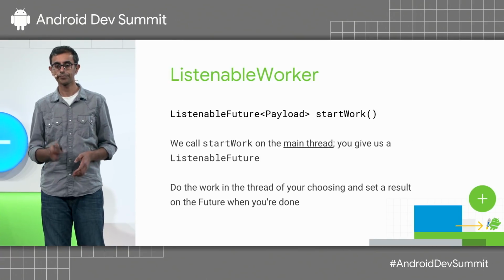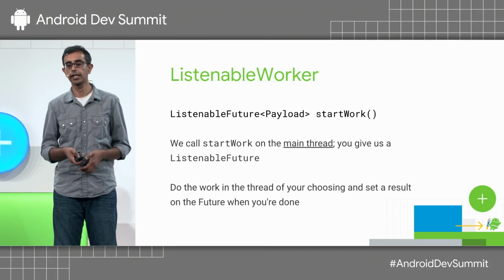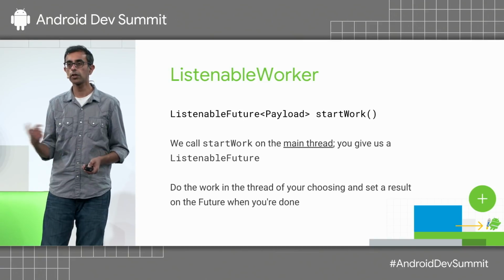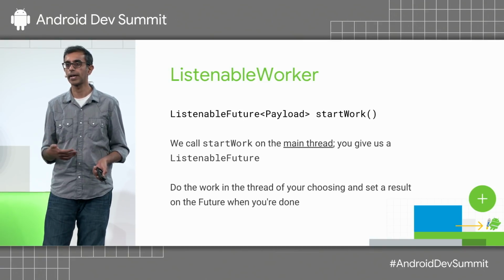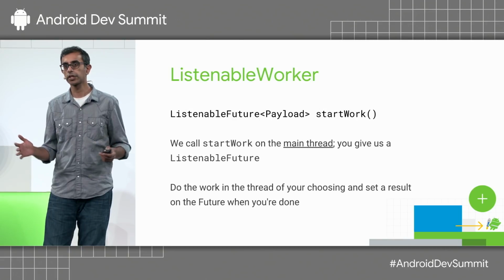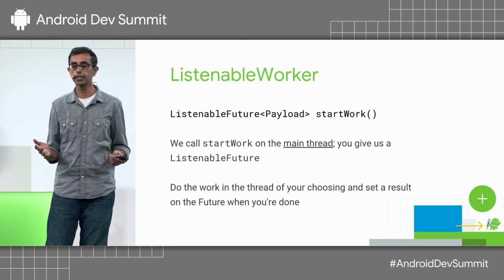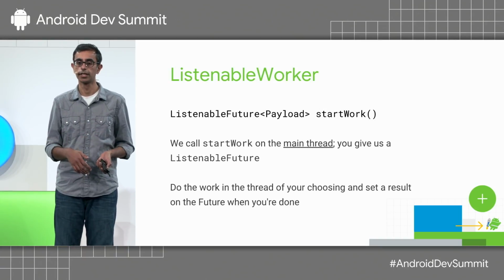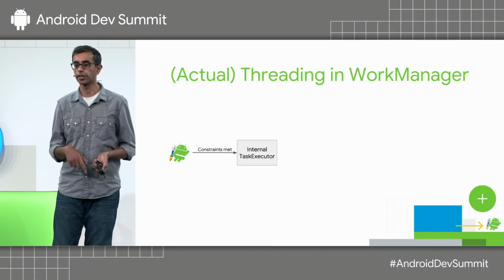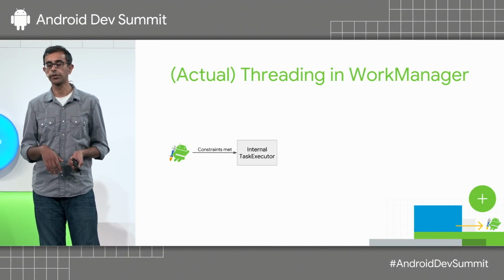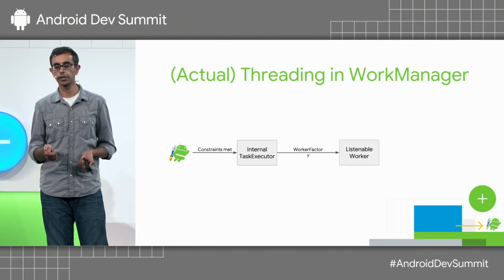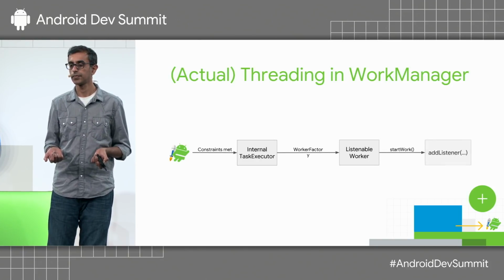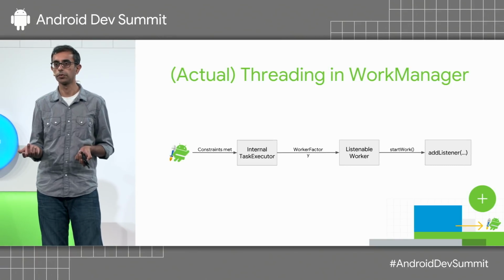It's very simple. So using this listenable future, we made a class called ListenableWorker, which only has one method that you need to override. It's called startWork. We'll call startWork on the main thread for you. You give us back a ListenableFuture. You do whatever work you want on whatever thread you want, and when you're done, just set the result on the future, and we'll be able to listen for it, and we'll be able to react to it. So the actual threading model in WorkManager is, after your constraints are met, it goes to the task executor, which uses the worker factory to create a ListenableWorker. We call startWork on it, and we also attach a listener so we can listen to whenever you're done.